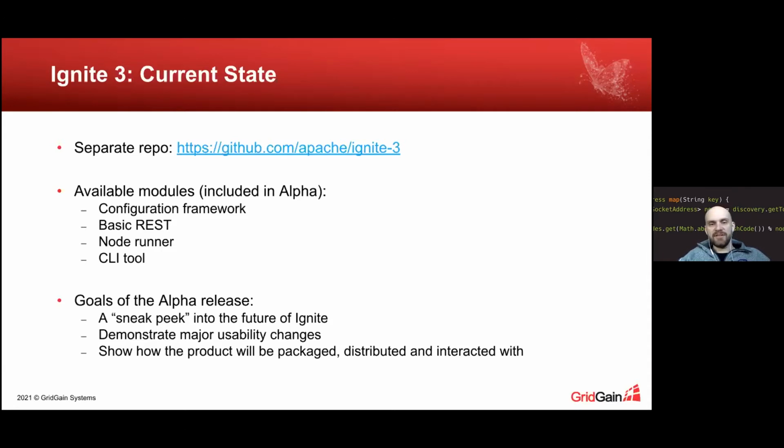So the alpha release, again, all those different modules that I've just listed, we thought it's a good milestone to show to the community, because it demonstrates all the major mechanics of how Ignite will be downloaded, delivered, and how you will interact with it in the future when we release the major release. So it gives a sneak peek into the future of Ignite. So we thought it might be a good idea to have an alpha release that anyone can download and play with.